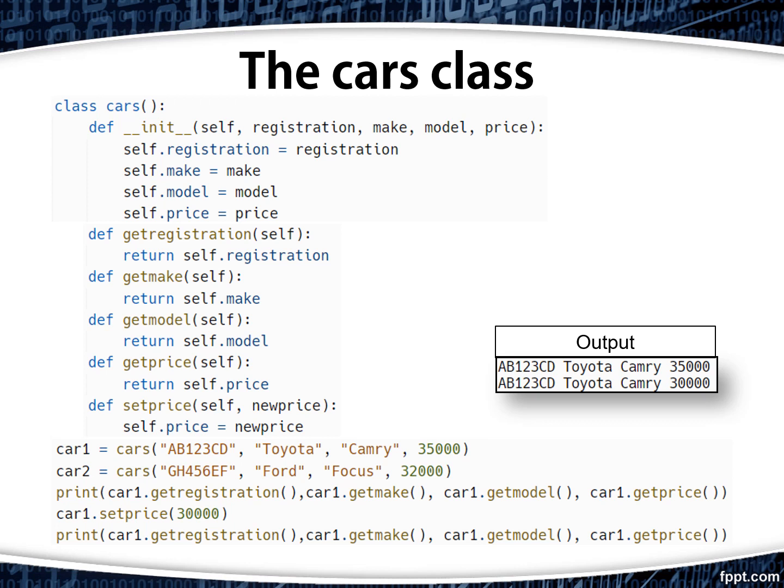Below this, you can see that I've instantiated two cars. So car 1 has its own values and car 2 has its own values. To demonstrate that the model is working, I've printed the details of car 1, as you can see. Then I've called set price on it so that it would change its price and printed the details again to show that that price change has been applied.